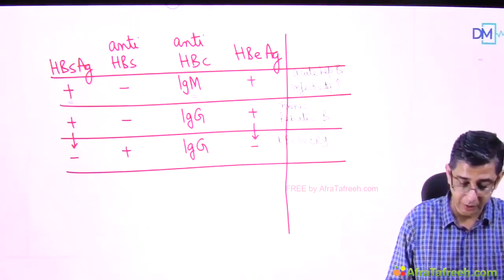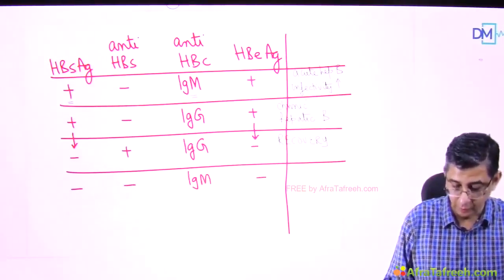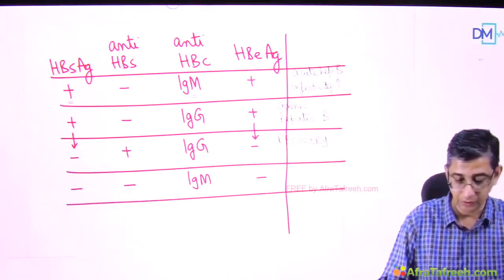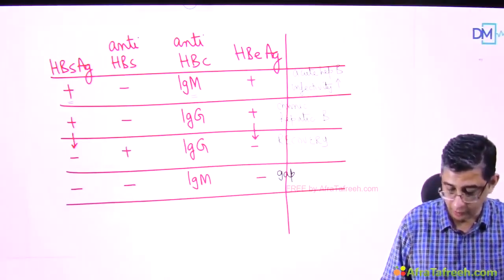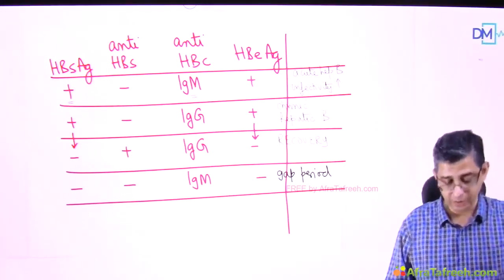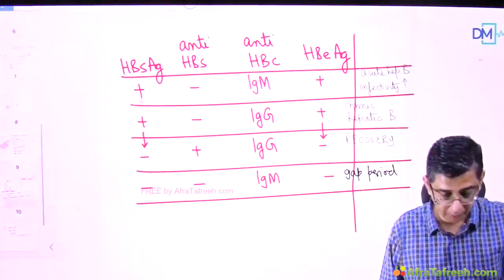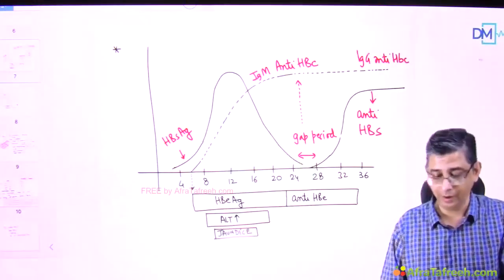The fourth possibility is that everything in the report is negative except for the IgM class of antibody to the core antigen. This is the most important part of the discussion, and this would be called the window period or the gap period. Remember that in the gap period, I'll just show you the slide again so that you can remember the gap period here. The gap period is the time when everything is turning out to be negative.